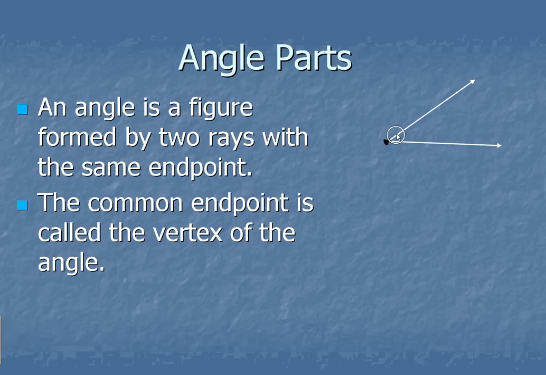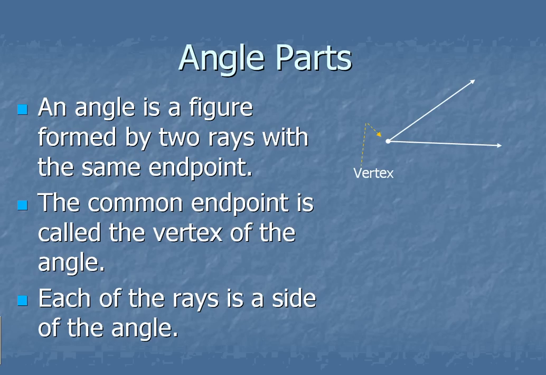Now the vertex, if you look at the angle, makes a V. So we say the V right there is for vertex. And each of the sides, the rays themselves, right here, this is a side, and this is a side. Pretty easy.